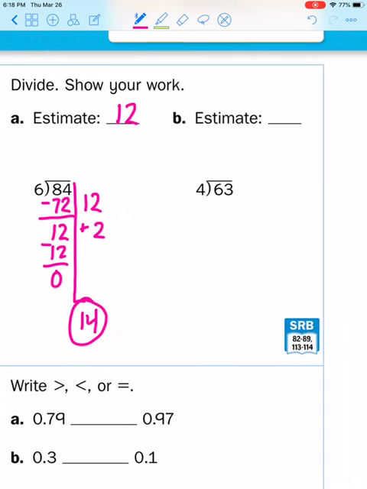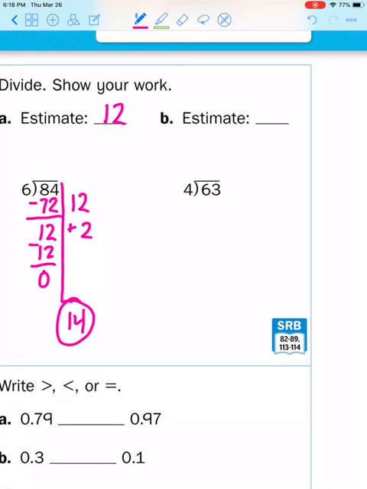Let's look at B. 6 divided by 63. Well, I know 10 times 4 is 40, so I could probably go a little bit bigger. Let's do 12 times 4. So 12 times 4 is 48. I still can go a little bit bigger. Let's try 14 times 4, which is 56. That gets us pretty close. So I'm going to guess that it's around 14.